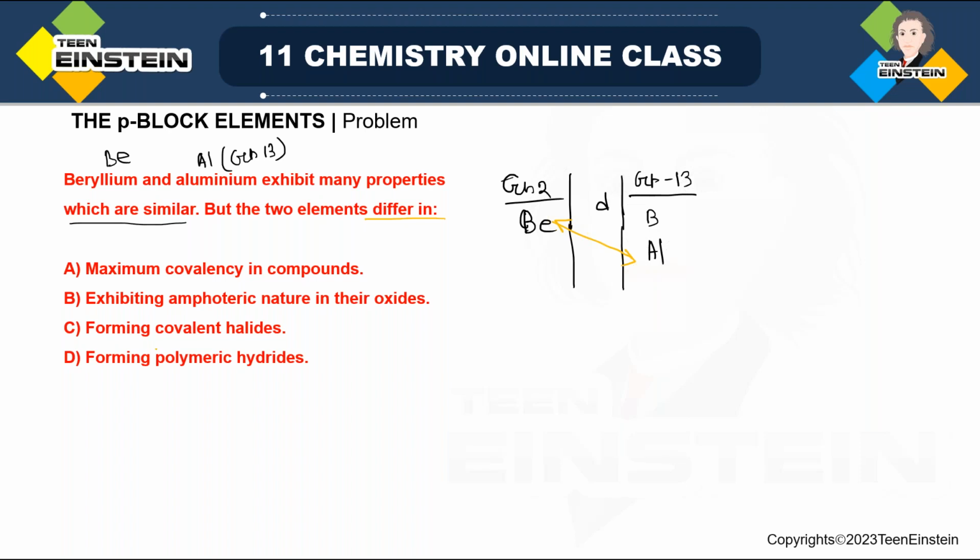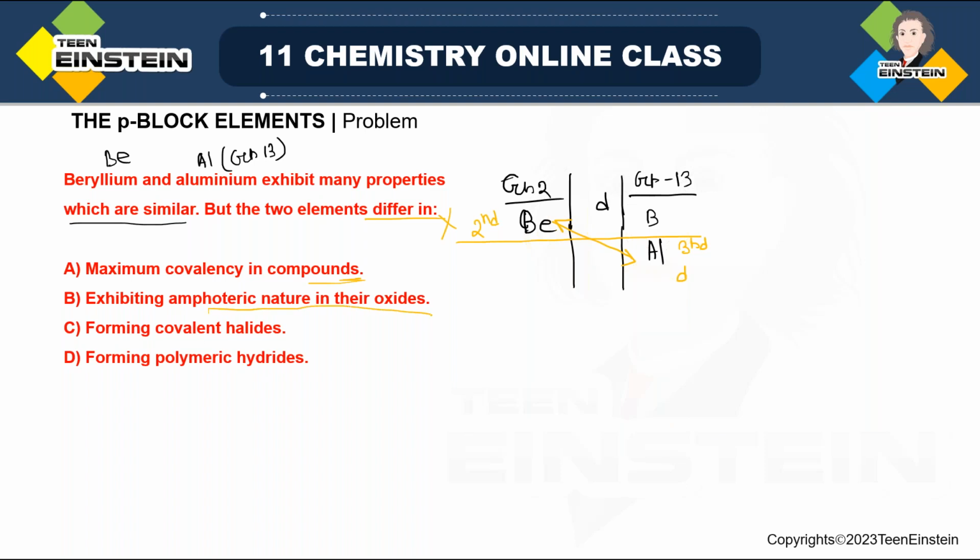Now look at the properties. The first one is saying maximum covalency in compounds. Now beryllium is basically from the second period. Boron is also from the second period, but aluminium is from the third period. And whenever we have the third period, there is presence of d orbital, but here we do not have any d orbital. So whether maximum covalency is the same or not, that is really a question. But let's see the other options, what they are saying.